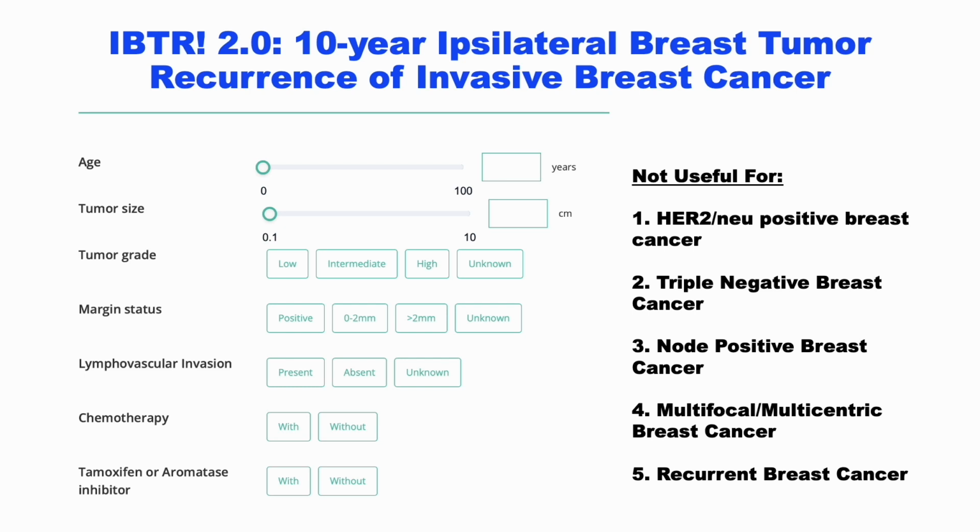Nonetheless, the online calculator does provide a means of assessing local recurrence rates for the majority of women diagnosed with early-stage breast cancer today, namely those with unifocal, hormone-sensitive, HER2-negative invasive breast cancer. With a relatively clear estimate of the risk of local recurrence, these patients will be able to more fully make an informed decision about the use of radiation therapy and anti-estrogen therapy. Again, this is an online tool which you can use yourself. Just look for it online at IBTR 2.0.